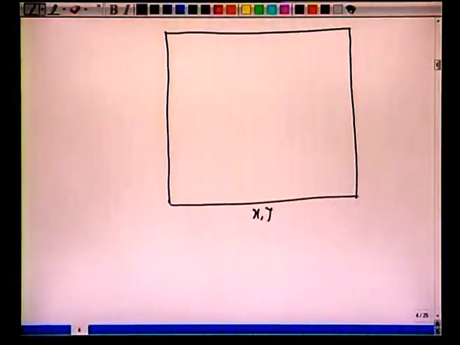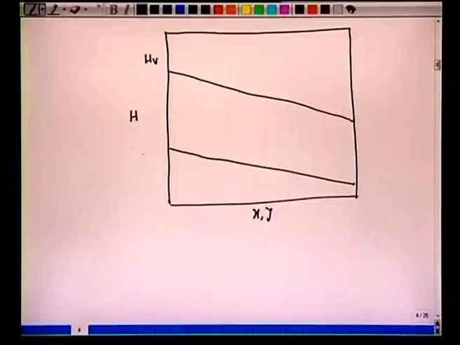So XY, and we have H here. We have plotted HV and we have plotted HL. All right. So we start as usual, say from the condenser.